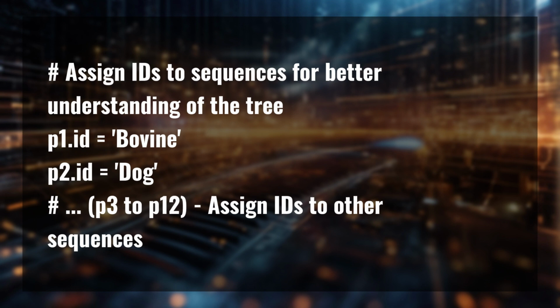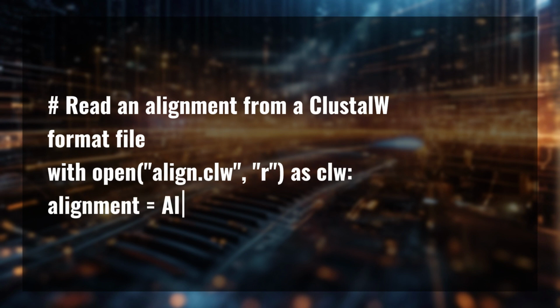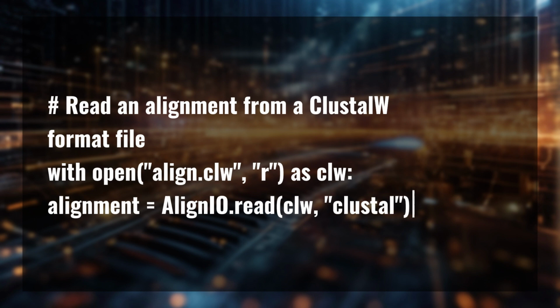Now, in the upcoming code, we are reading the alignment. Remember the module that we imported, AlignIO, and I promised you that at some stage I'm going to tell you the uses of AlignIO. Here's the use of AlignIO. It is reading an alignment from a Clustal W format file: with open align.clw, quoted r, which is why we write r, as clw, in which alignment is equal to AlignIO.read. We have imported it, AlignIO. Now we are reading this CLW file as clustal.